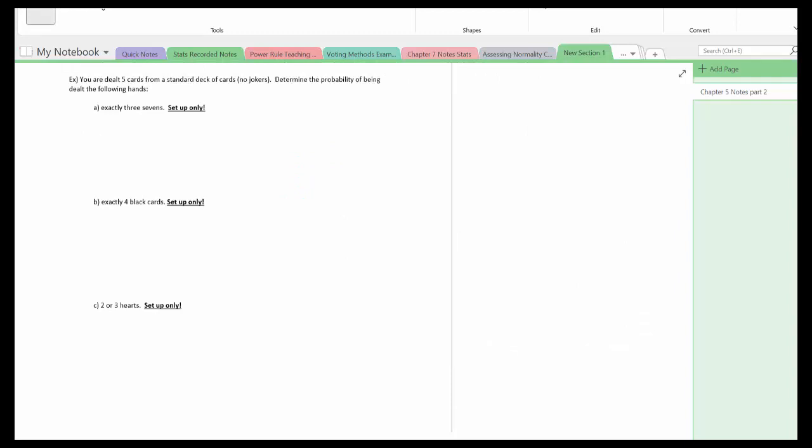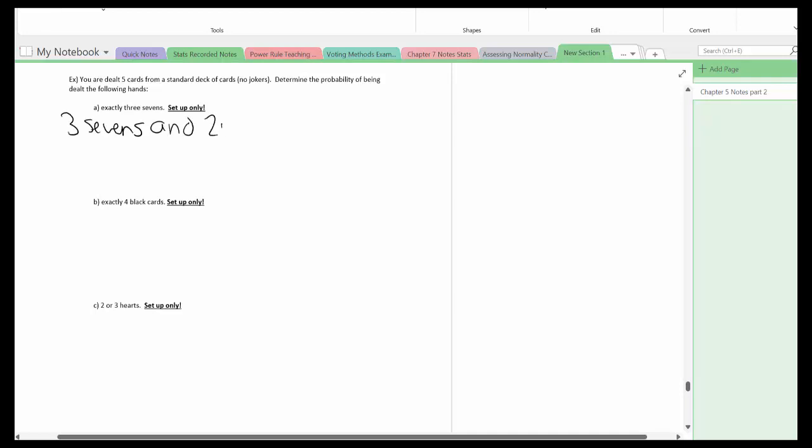Okay, let's take a look at some card examples. Suppose you are dealt 5 cards from a standard deck of cards, no jokers. Determine the probability of being dealt the following hands. We'll start off with exactly 3 sevens. So what does that mean? You have 3 sevens in your hand and 2 non-sevens in your hand, divided by the total number of outcomes.